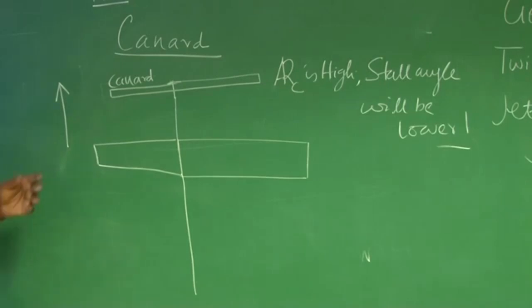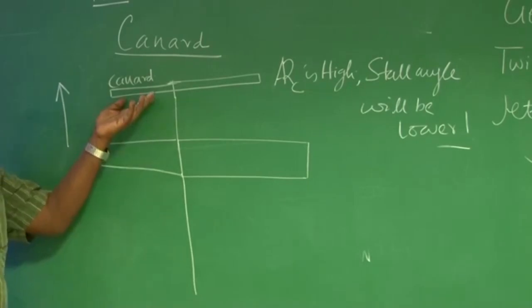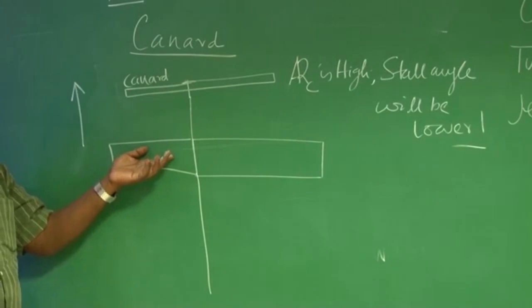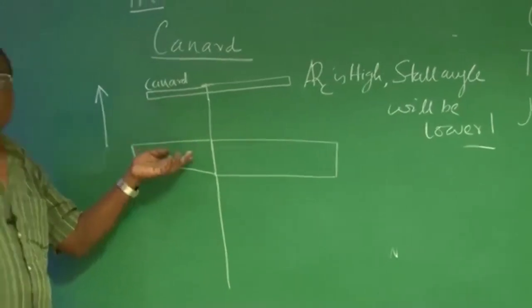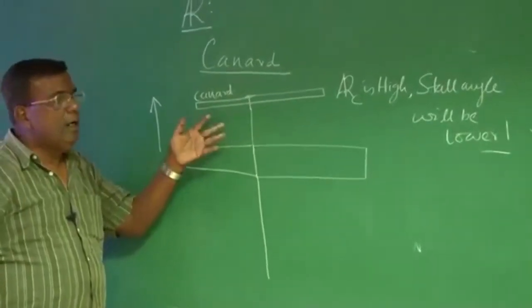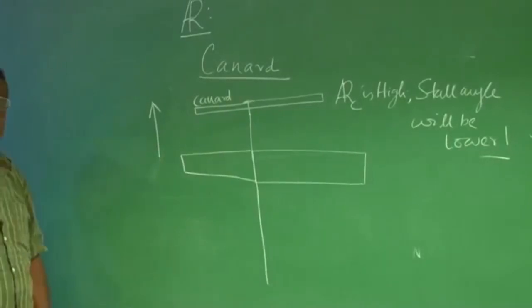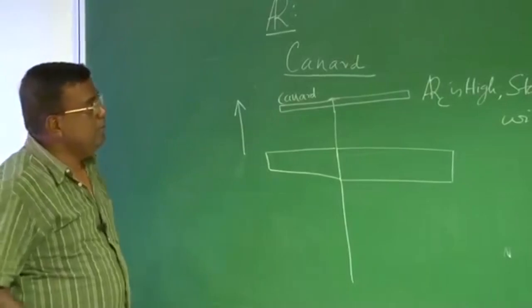So think of, if the airplane is approaching stall, then before the wing stalls, the canard will start giving signal of getting stalled earlier than the wing stalls. So now the pilot can manage, he gets a warning, right? Okay. So generally for that reason, canard may have high aspect ratio, okay, purely from stall angle point of view.